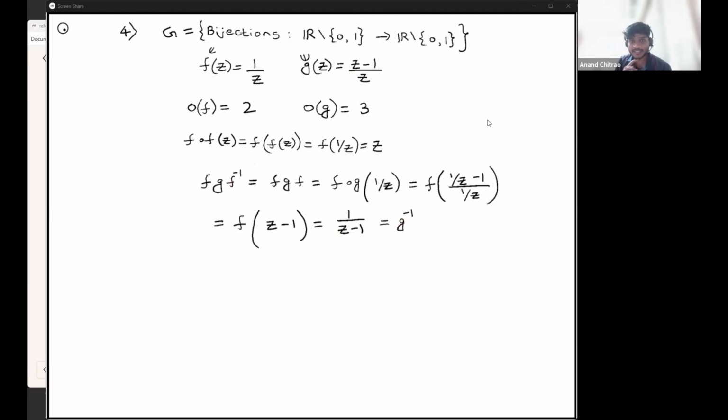So what is this subgroup generated by F and G? F has order 2, G has order 3, and F G F inverse is G inverse. So which group is this resembling? Quickly tell me.